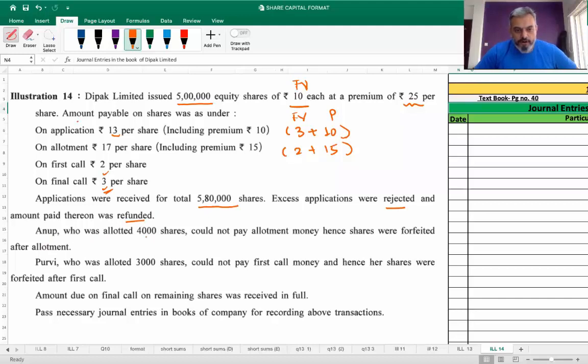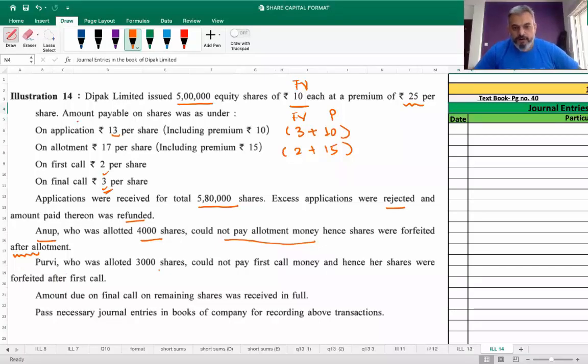Anu, who was allotted 4,000 shares, did not pay allotment money, hence shares were forfeited after allotment. So after the allotment entries, we came to know that Anu did not pay the money. So we are not going to wait. We will ask for the first call and see whether he is paying or not. Then the final call, whether he is paying or not. If a shareholder fails to pay the money, then after that call we are going to forfeit the shares. So after allotment, we forfeited shares of Anu. So keep this in mind.